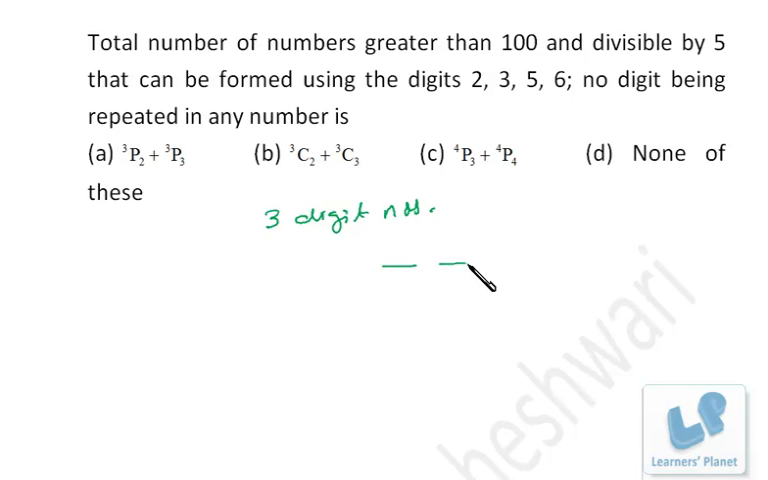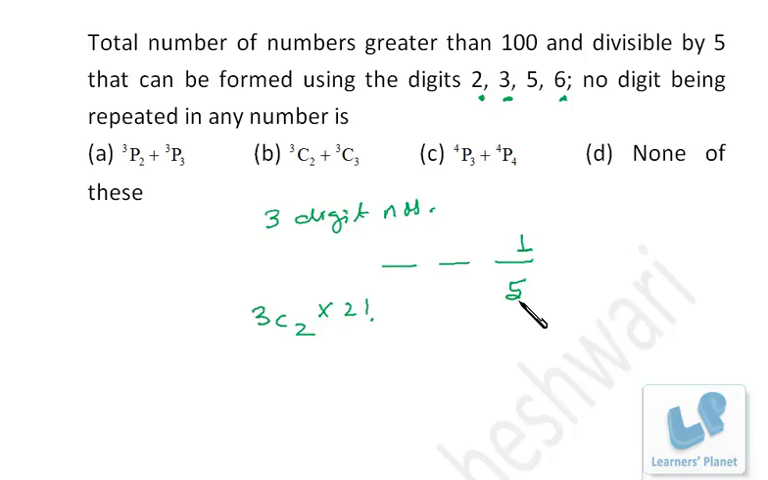Now at the units place we have just one choice, that number 5 will be there, right? For these 2 places, since we don't want the repetition, we have to select the number from these 3 digits, right? So from the 3 digits 2 numbers we have to select, and these 2 numbers which we are going to select can be arranged in 2 factorial ways, right?